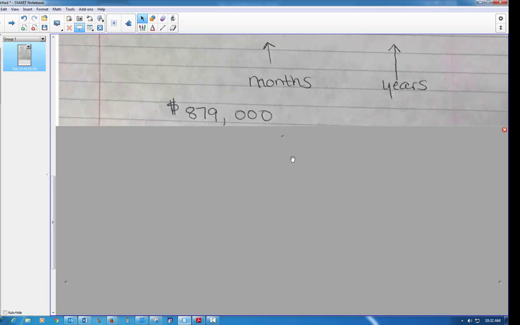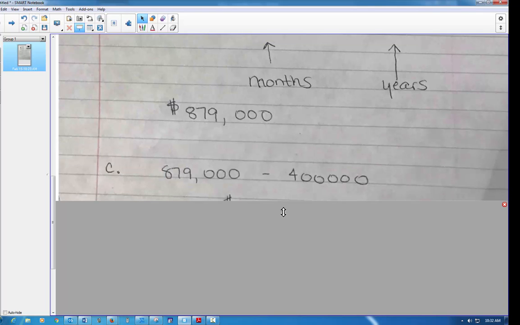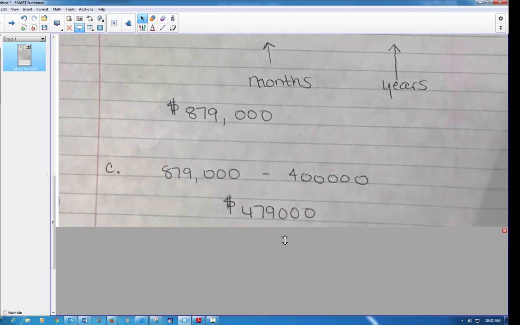Well, interest is the amount you pay over and above what you borrowed. And I borrowed $400,000. I'm paying back $879,000, so I am paying $479,000 in interest.